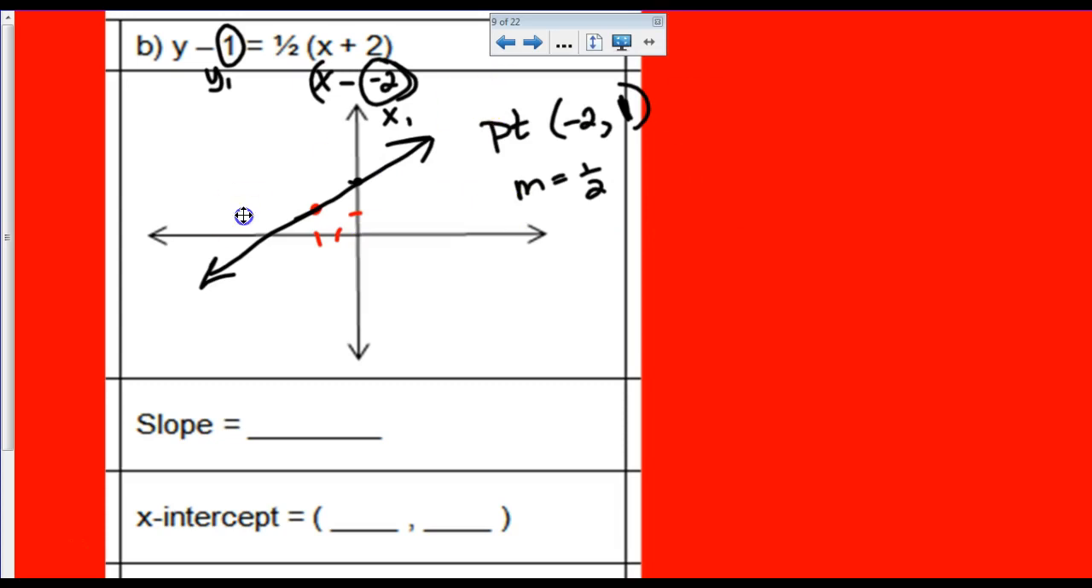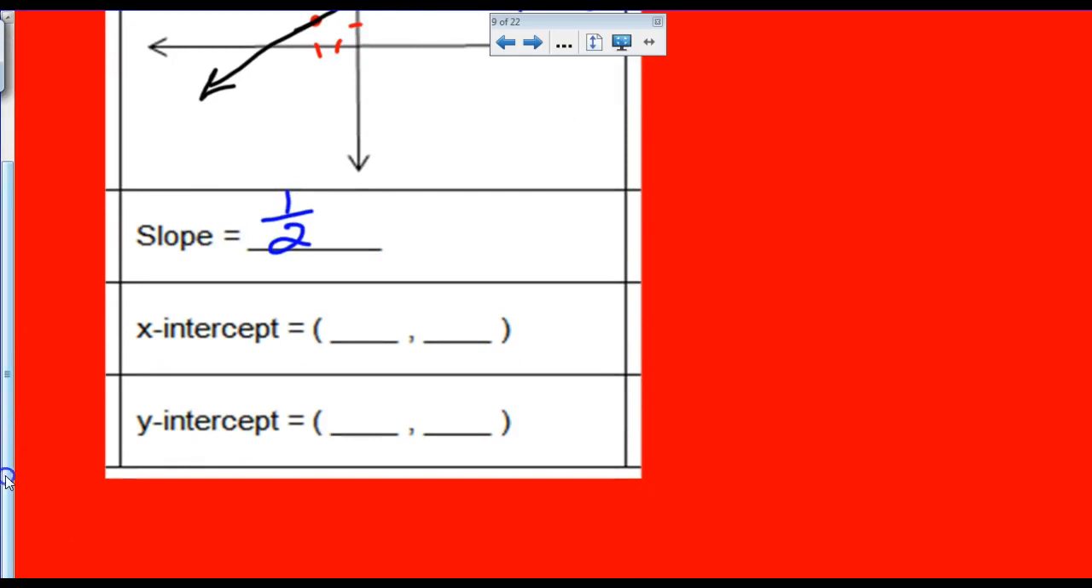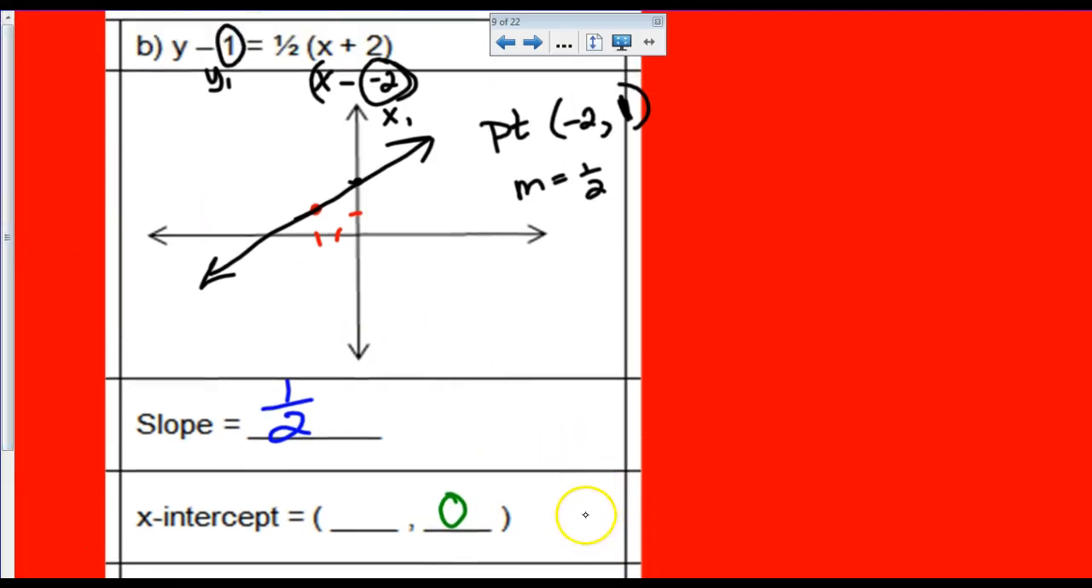All right, let's talk about slope. I already know it. Slope is 1/2. The x-intercept is going to be a little tricky for me to visualize. I mean, I could guess, but it's not going to work out well for me. So what I'm going to do is plug in a 0 for my y. So in my original equation, which you can't see, I'm going to plug in y equals 0. So 0 minus 1 equals 1/2 times x plus 2.